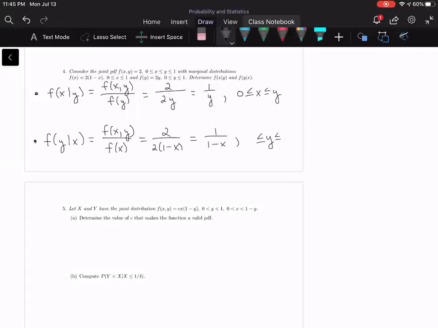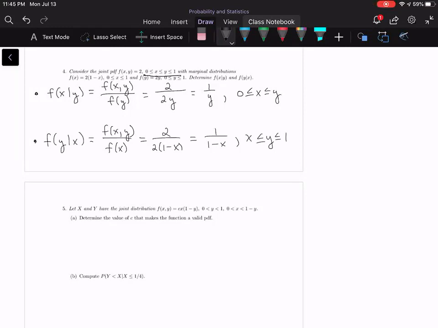Is it x to 1? Mm-hmm. It is. Yeah, so here x is no longer random. You're conditioning on it. And we know that the original support had 0 less than or equal to x, less than or equal to y, less than or equal to 1. So we want to know the support of y for this second conditional distribution.